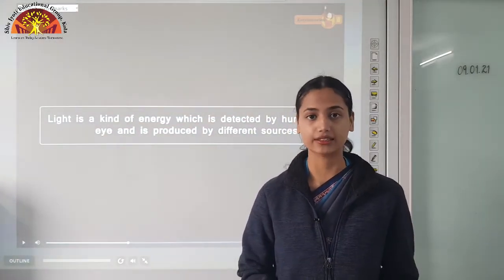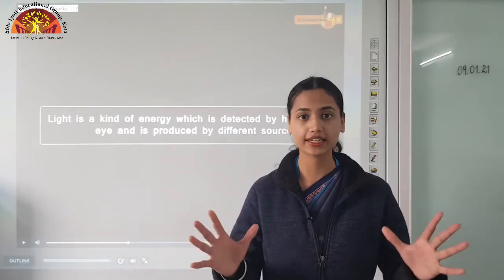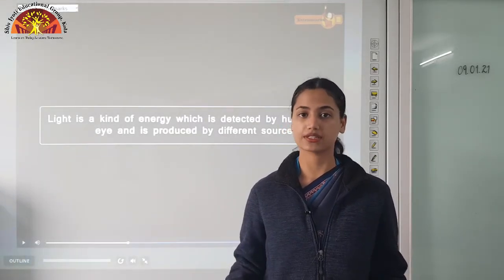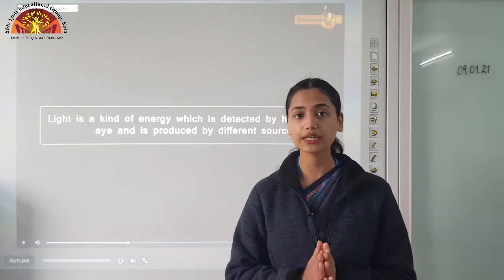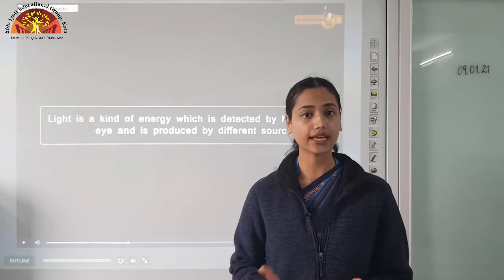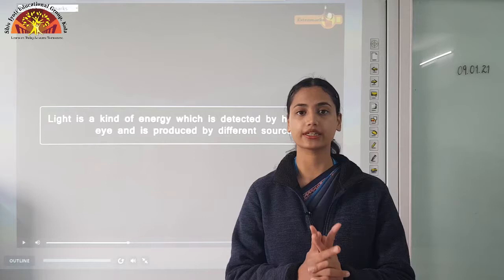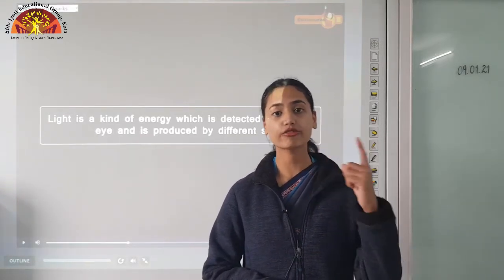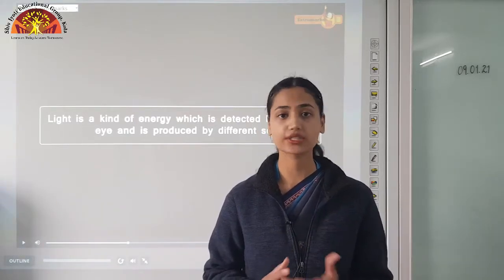Light, what is light? Everything which is visible to us right now, we can see so many things which are present in our room, in our surrounding, that is possible because of the presence of light. Suppose you are in a dark room, will you be able to see any object? No. Why? Because there is no light. So to see any object, you need two things. First is light and second is your eyes. If any one of these two is missing, you will not be able to see anything.